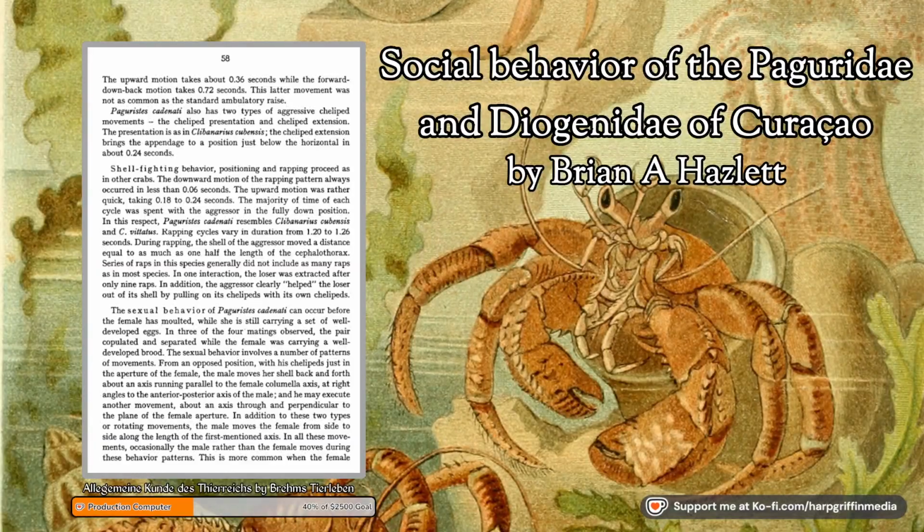Paguristes cadenati also has two types of aggressive cheliped movements, the cheliped presentation and cheliped extension. The presentation is as in Clibanarius cubensis. The cheliped extension brings the appendage to a position just below the horizontal in about 0.24 seconds.